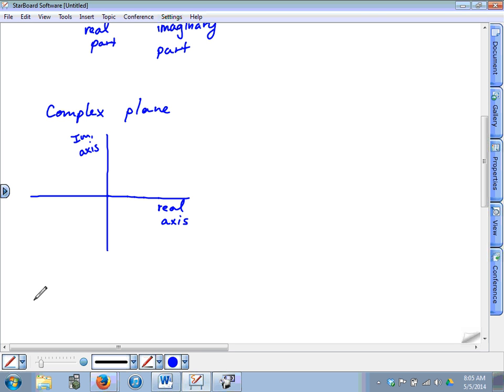So to graph or to plot a complex number on the complex plane, it has a rectangular coordinate system. The real part is the horizontal component, the imaginary part is the vertical component. So for example, if we wanted to plot the number 3 minus 2i, the 3 is the real part of this complex number, so that goes on the real axis, 3 units over. And then the negative 2i, that's the imaginary part, that goes on the imaginary axis, so it's negative 2 units down on the imaginary axis. So this point right here represents the complex number 3 minus 2i.